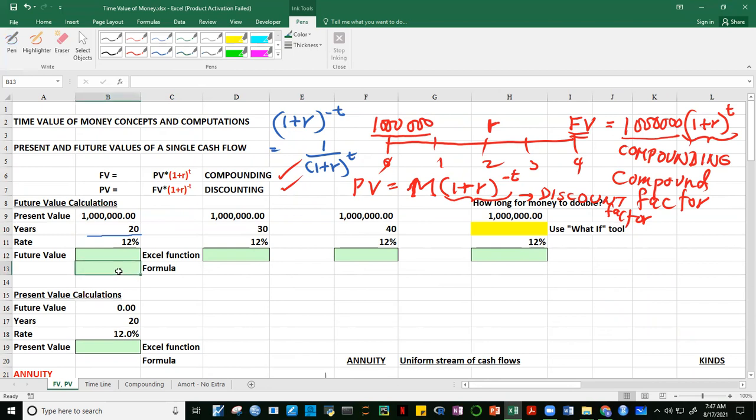Let's start first with the formula. For the formula, it's equal to compound, you make use of the present value, which is 1 million. I'll give you a few seconds, guys, to generate the answer using the formula, then please put it in the chat box.